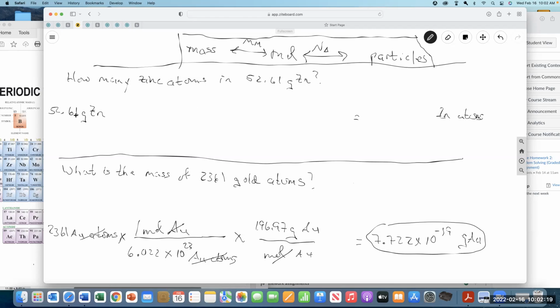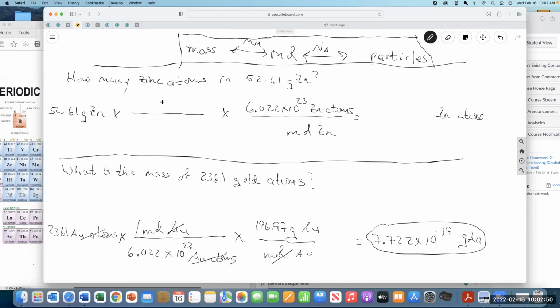All right. So if I'm working backwards, I'm thinking about units. I need to get the unit atoms, and I can always get atoms from Avogadro's number. I need it on top. So I know that there are 6.022 times 10 to the 23rd zinc atoms per mole of zinc.